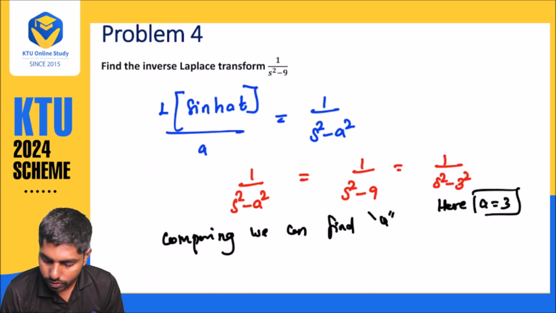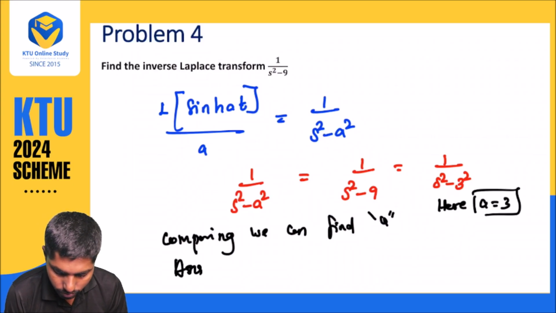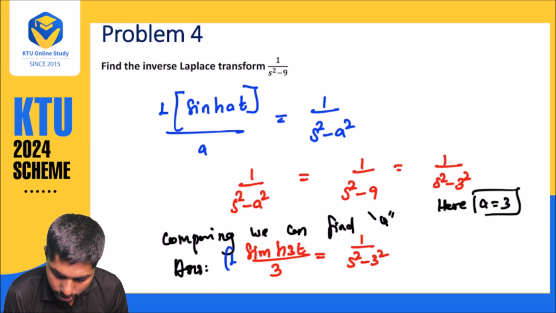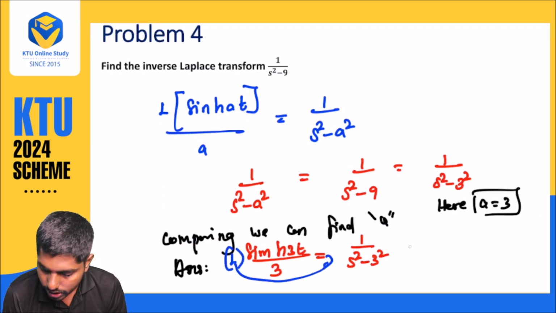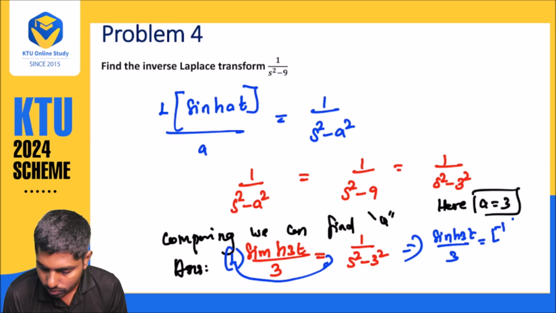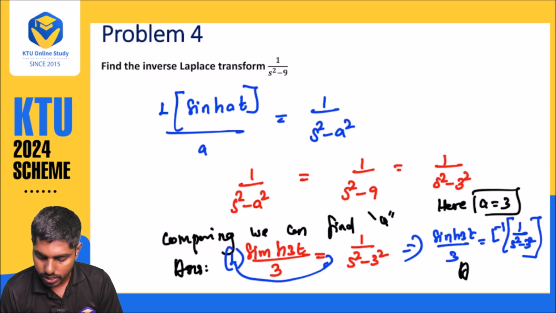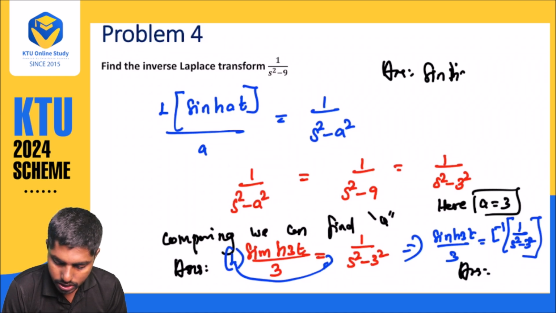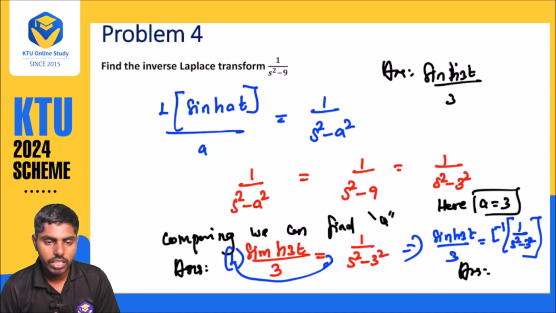So from here we have identified the answer. Our answer is L of sin h3t divided by 3 is equal to 1 divided by x square minus 3 square. So here L is there. If this L goes to this direction, it will become sin h3t divided by 3 is equal to L inverse of 1 divided by x square minus 3 square. This is our required answer. Our answer is sin h3t divided by 3. This is the thing they have asked in our question.